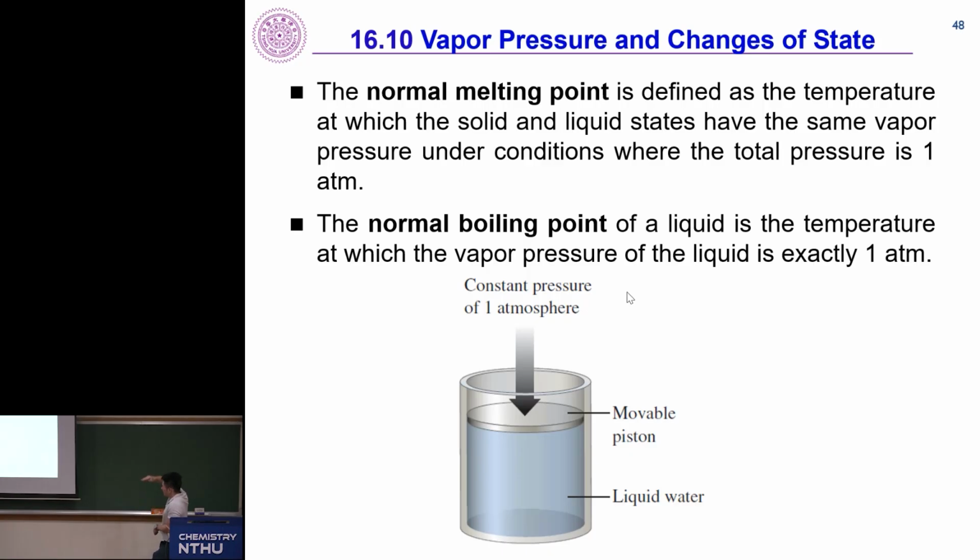The next point will be when we continue to increase the thermal energy of the substance, but there's no change in the temperature of the liquid. At that point, we call it the normal boiling point of the liquid. It's the temperature at which the vapor pressure of the liquid is exactly 1 atm. Okay?